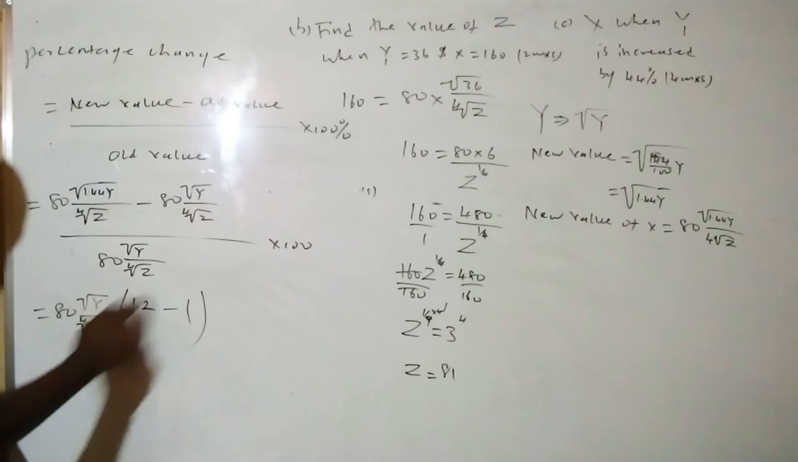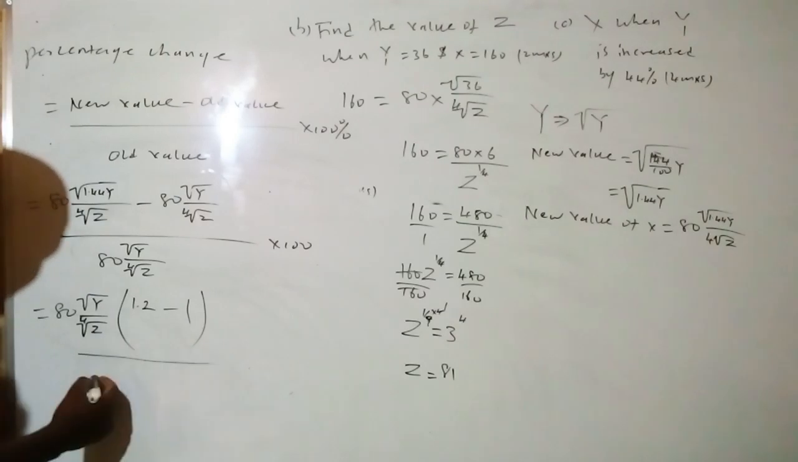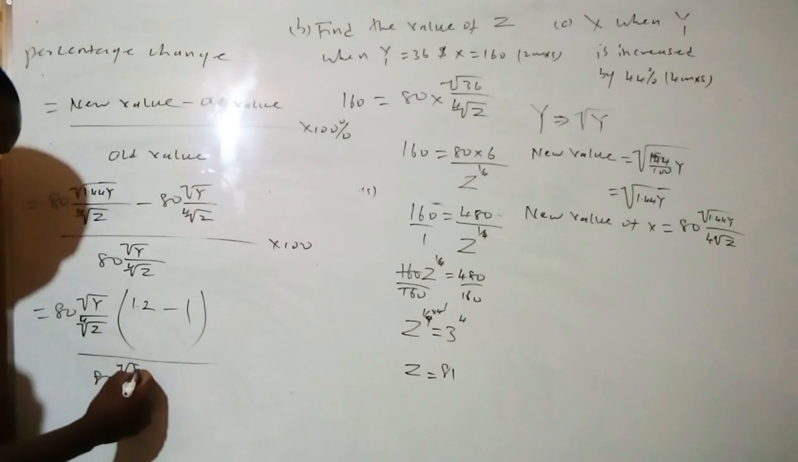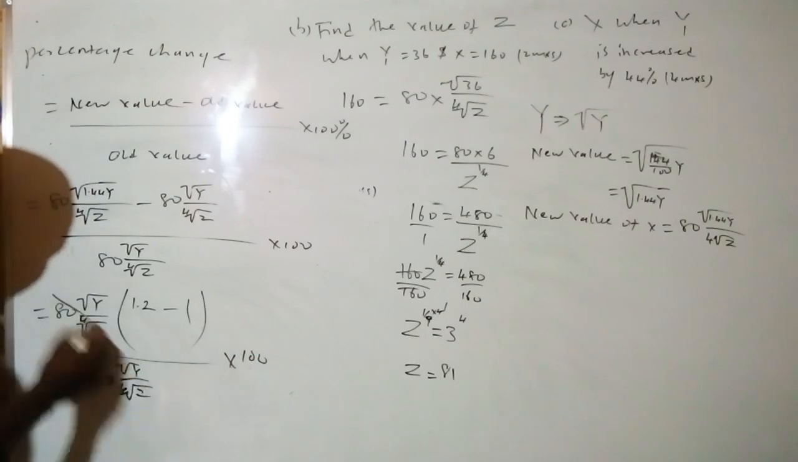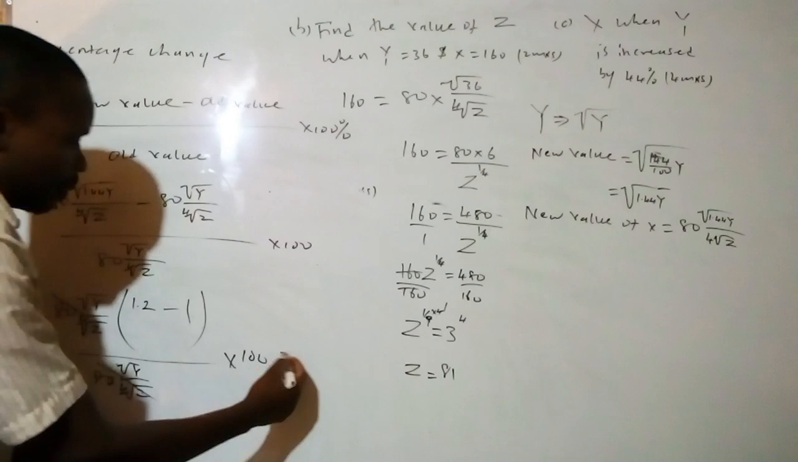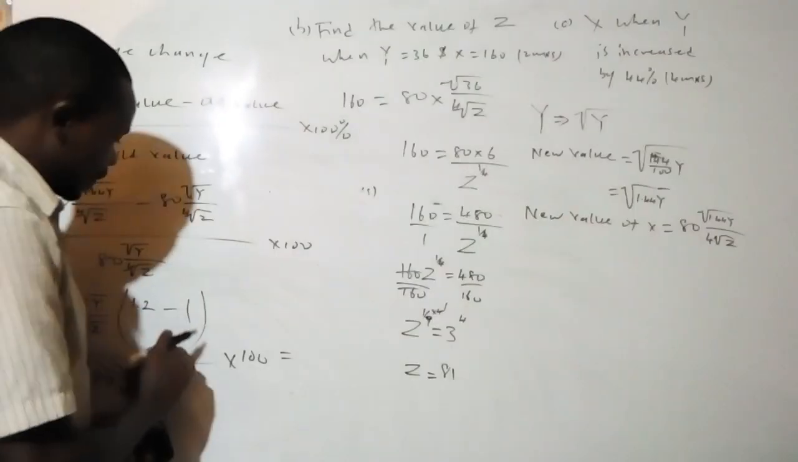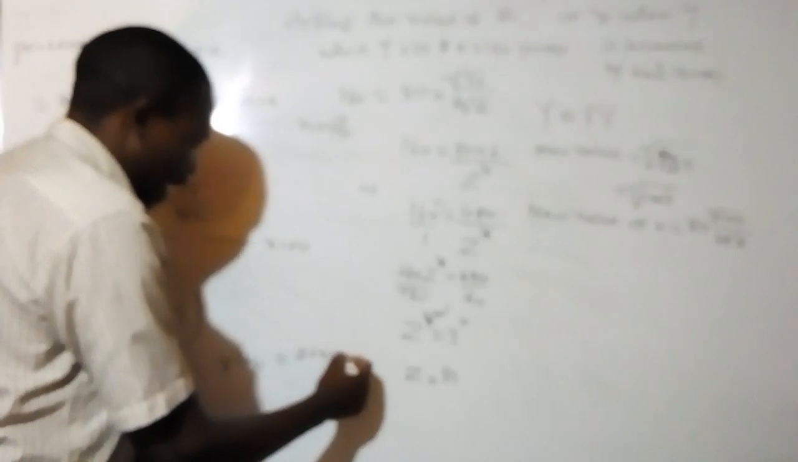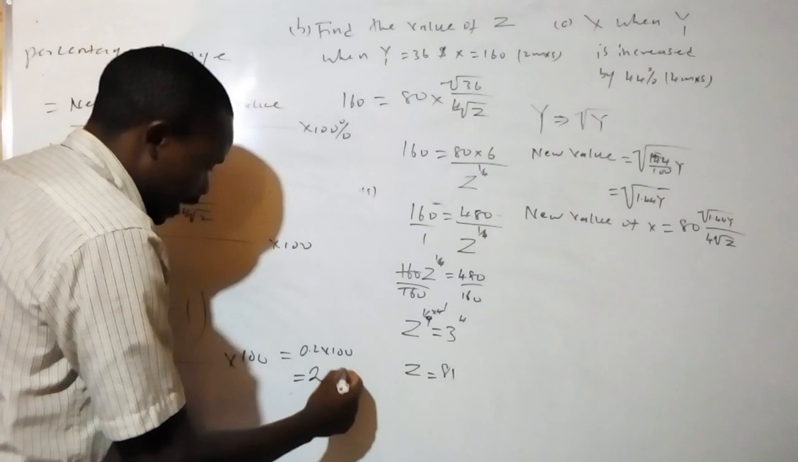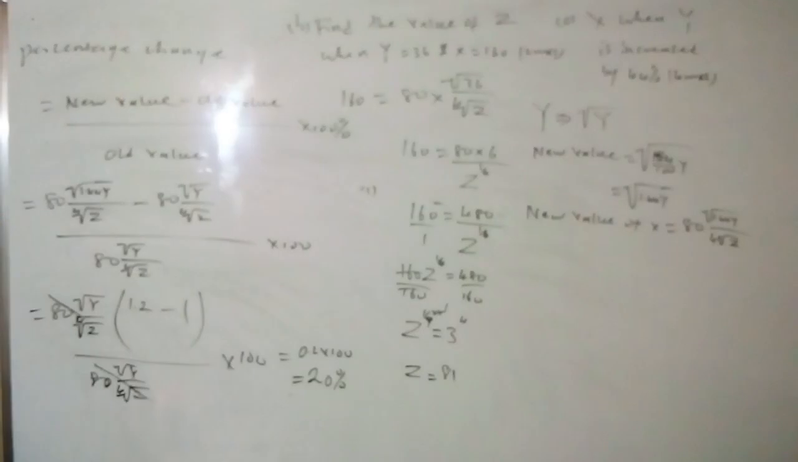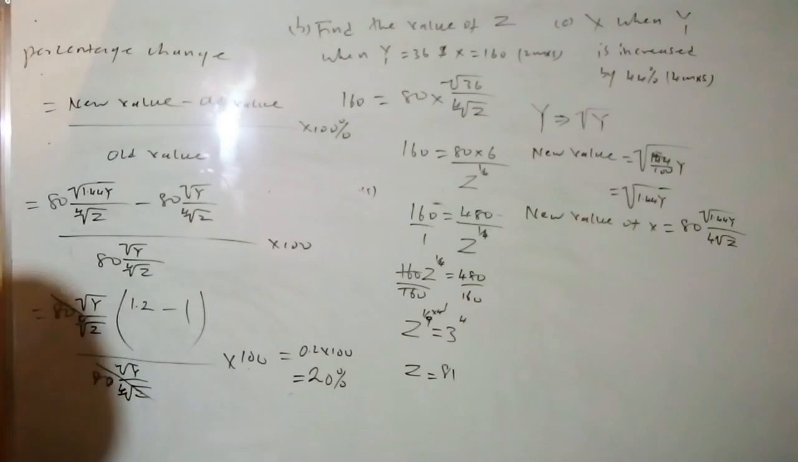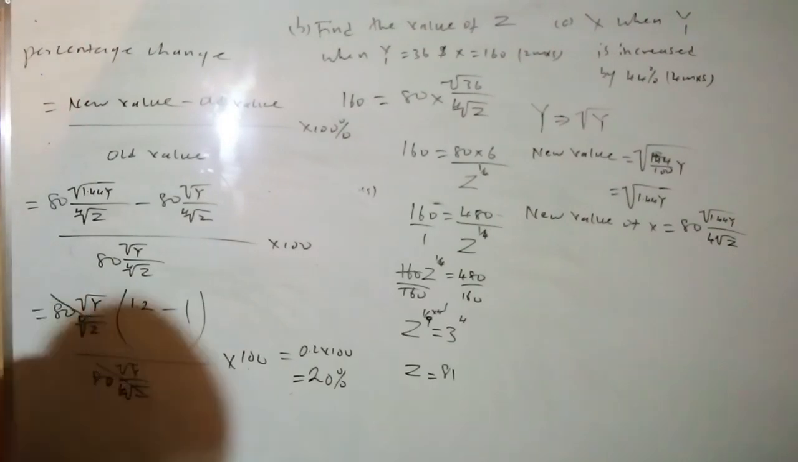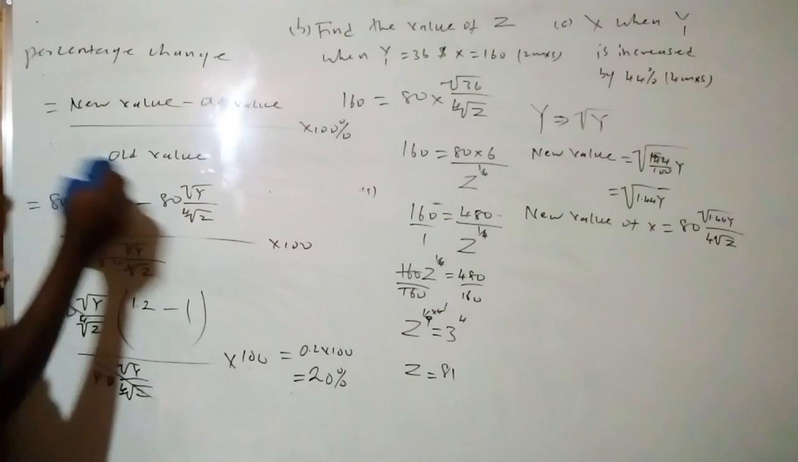Then all over 80 root Y all over 4th root of Z, times 100. This and that will cancel out, and you'll be left with 1.2 minus 1, which is 0.2, times 100. The correct answer is 20%. That's how you're supposed to do that question. Good. We can also have another one of the same kind. Allow me to wrap this part. Hope you have understood.